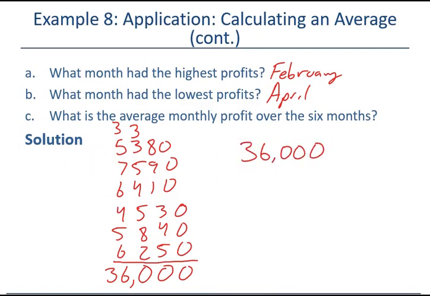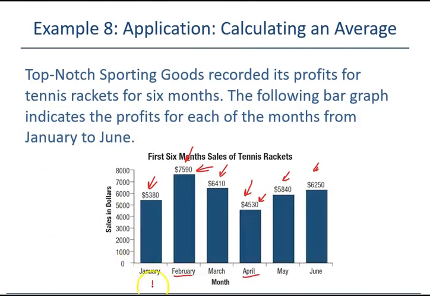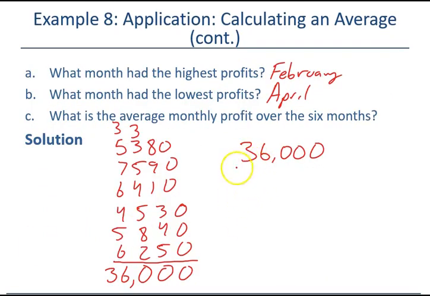Well, how many points were on this graph? Well, let's look over here. We have 1, 2, 3, 4, 5, and 6. We're going to divide everything here by 6.